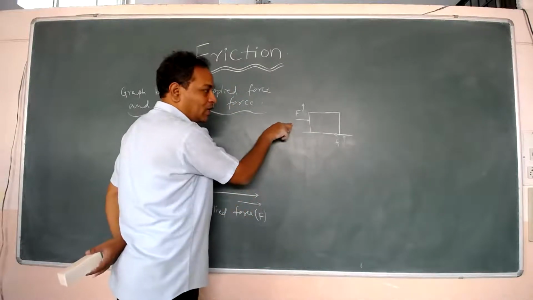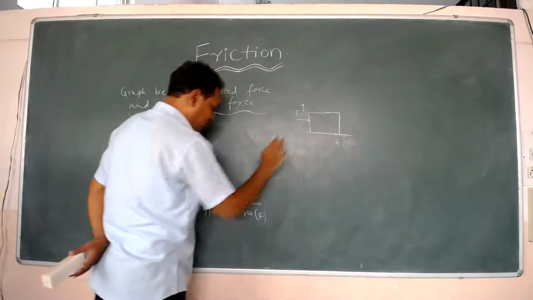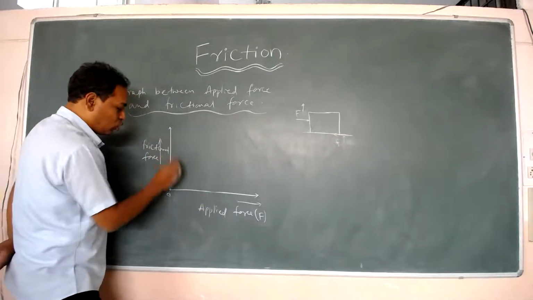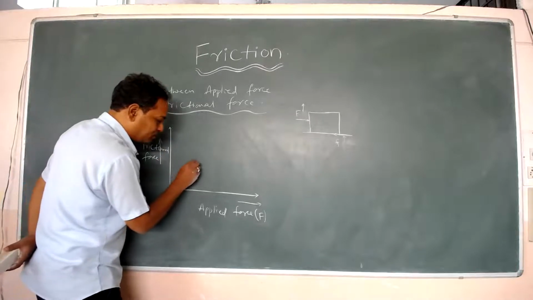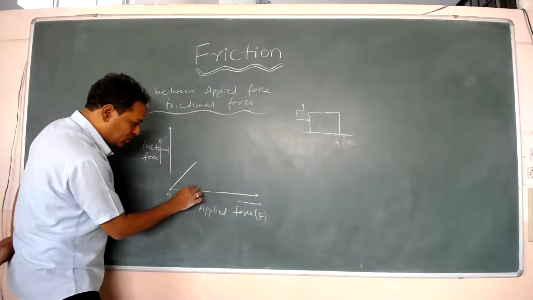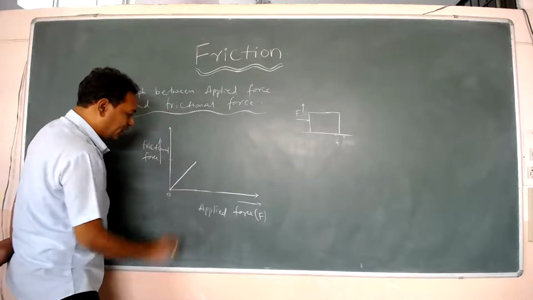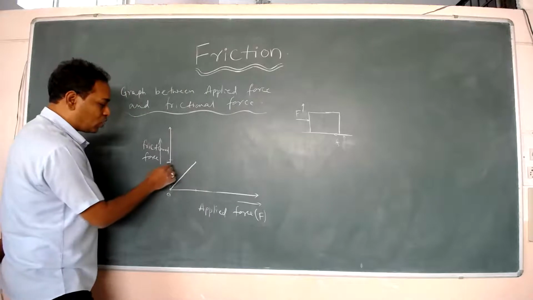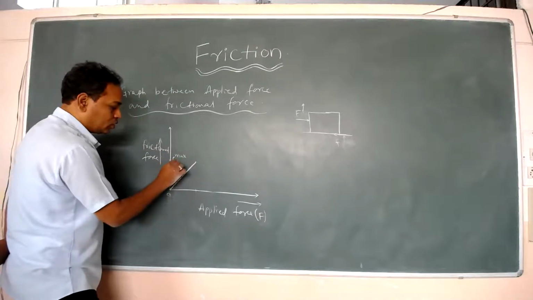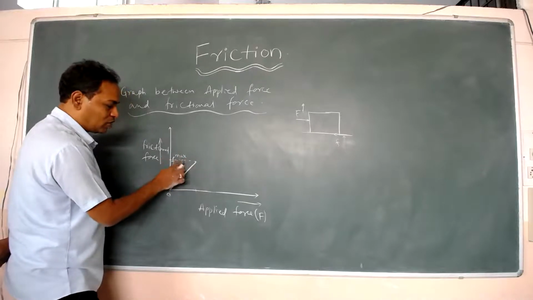That means if I apply an external force, then that much frictional force also develops. That means these two are directly proportional. So as the applied force increases, the frictional force also increases. Both increase linearly up to a certain point. That means up to this much applied force, the maximum frictional force is developed. This is called Fs max or FL.